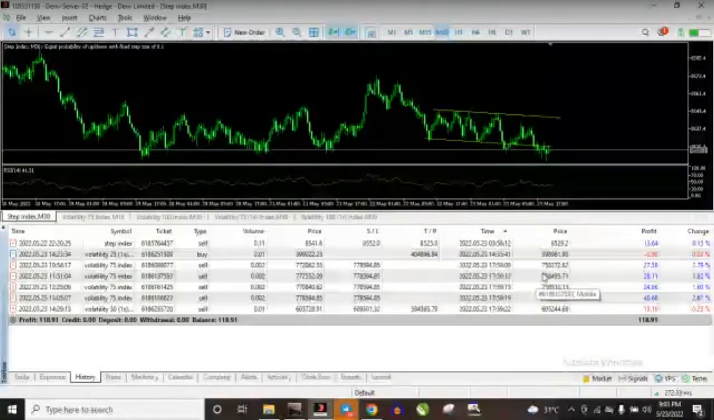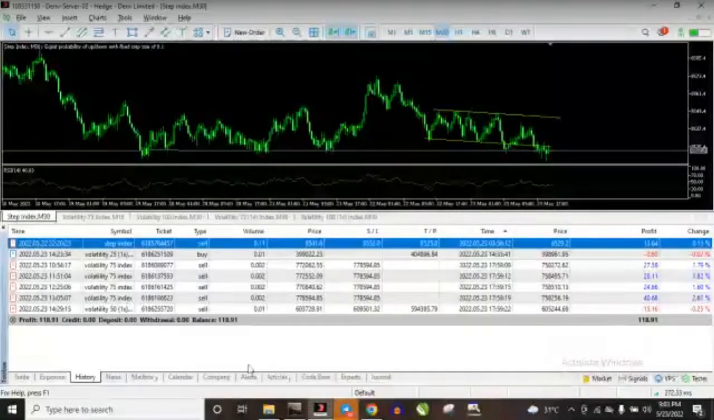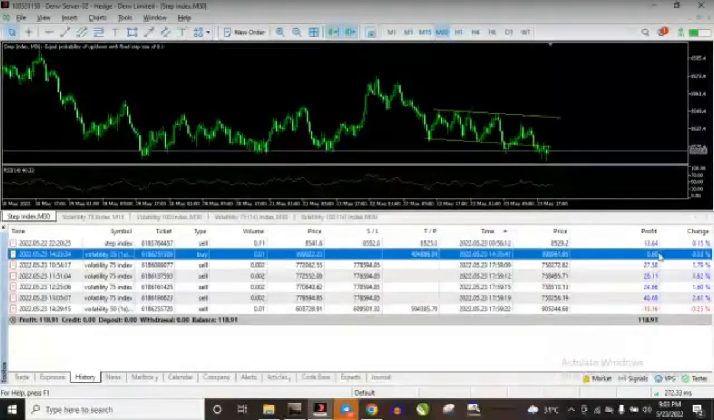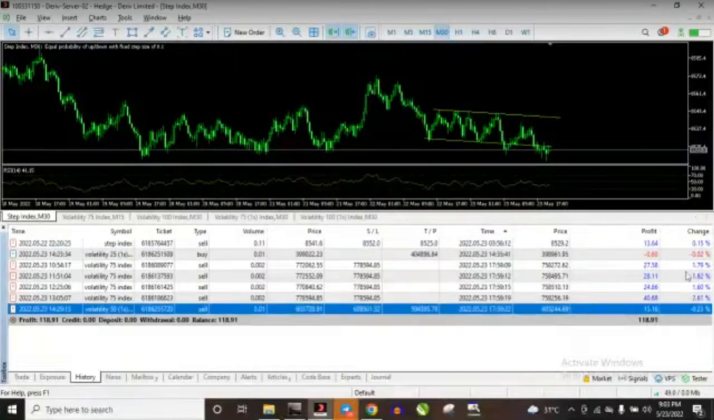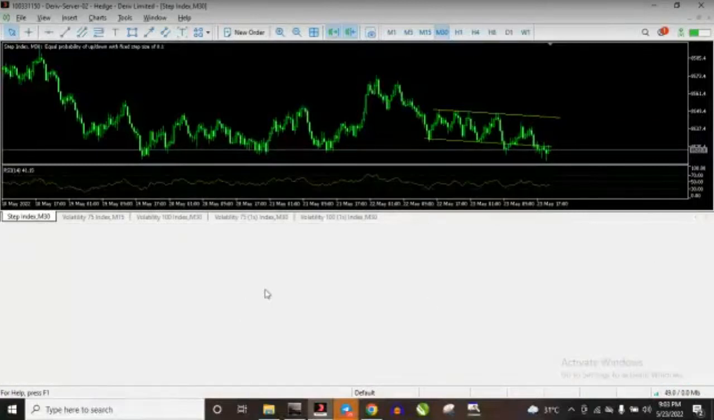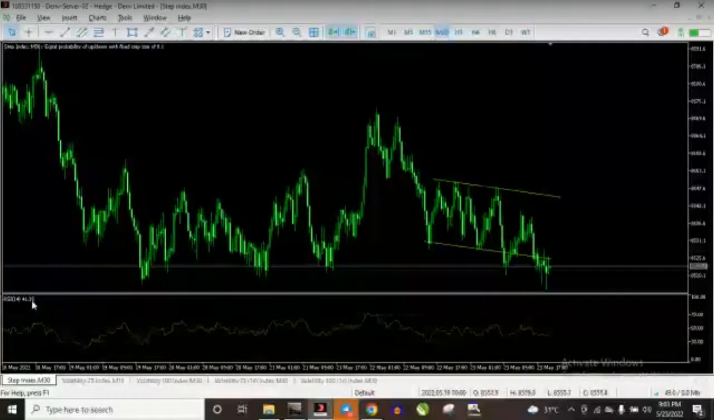I made $118 in profit, and I only lost. This is a break even. If you're counting this as a loss, you're on your own. This is a break even for me, and this is a loss. Okay, let's say it's a loss. So this is another profit. Now, what should we expect on derivative?